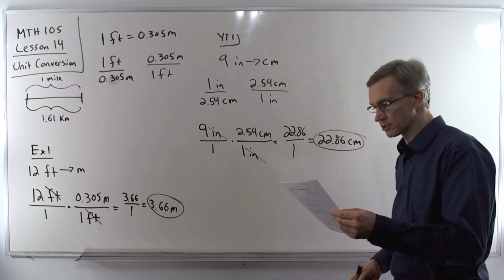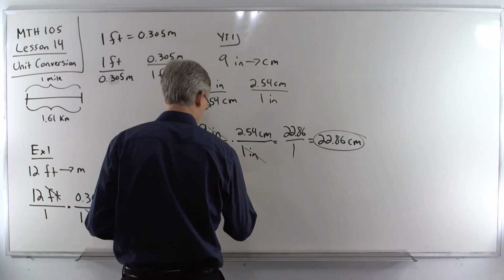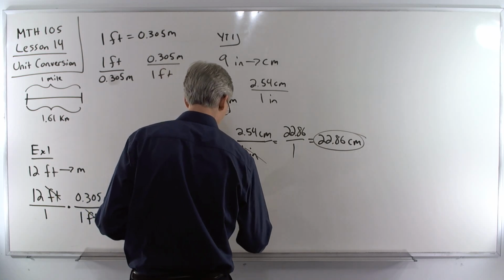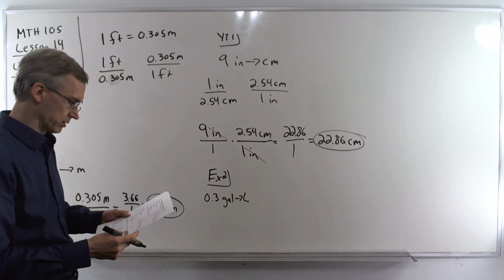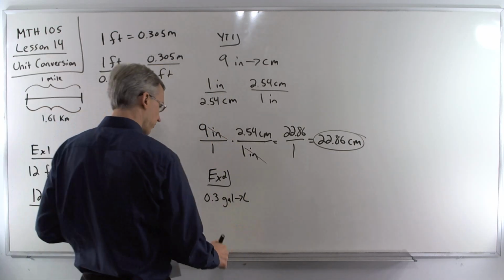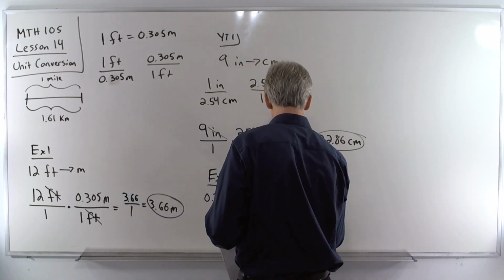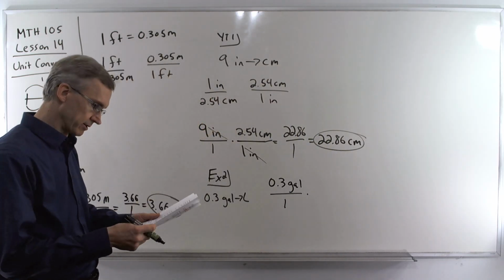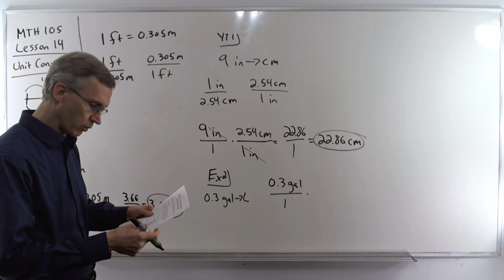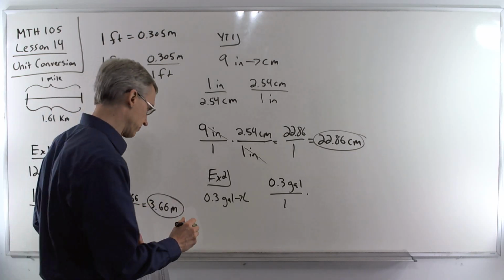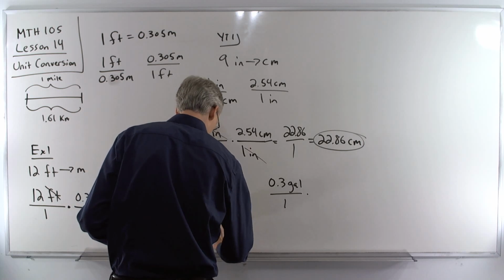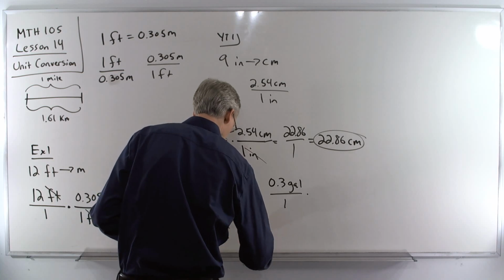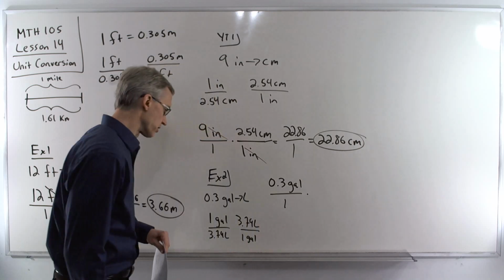Example 2, convert 0.3 gallon to liters. All right, so in step 1, write the initial quantity as a fraction over 1. So we've got 0.3 gallons over 1. Now we need a conversion factor between gallons and liters. So go to the table. 1 gallon equals 3.79 liters. So there's our 2 choices.